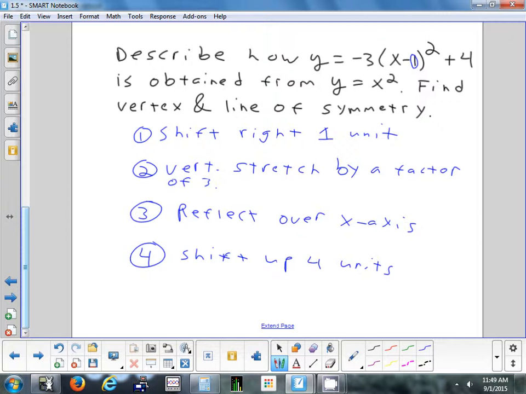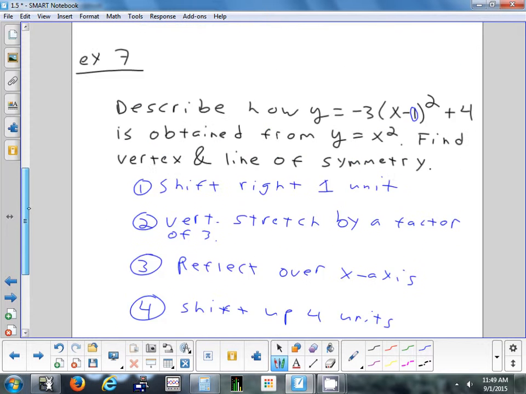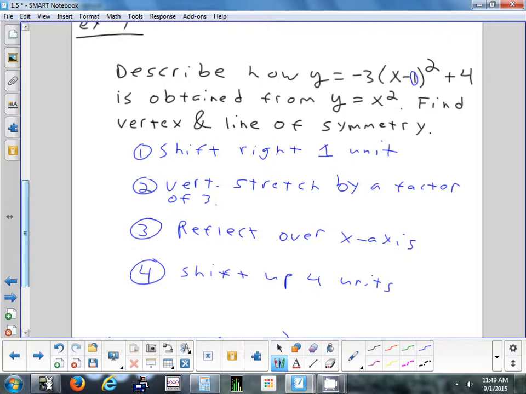Okay, next thing they want to know is the vertex and the line of symmetry. If you've done your transformations correctly, the vertex is going to be easy to find. It was at 0, 0. What would happen if you were at 0, 0 and you went right 1, up 4? What point would you be at now? 1, 4.